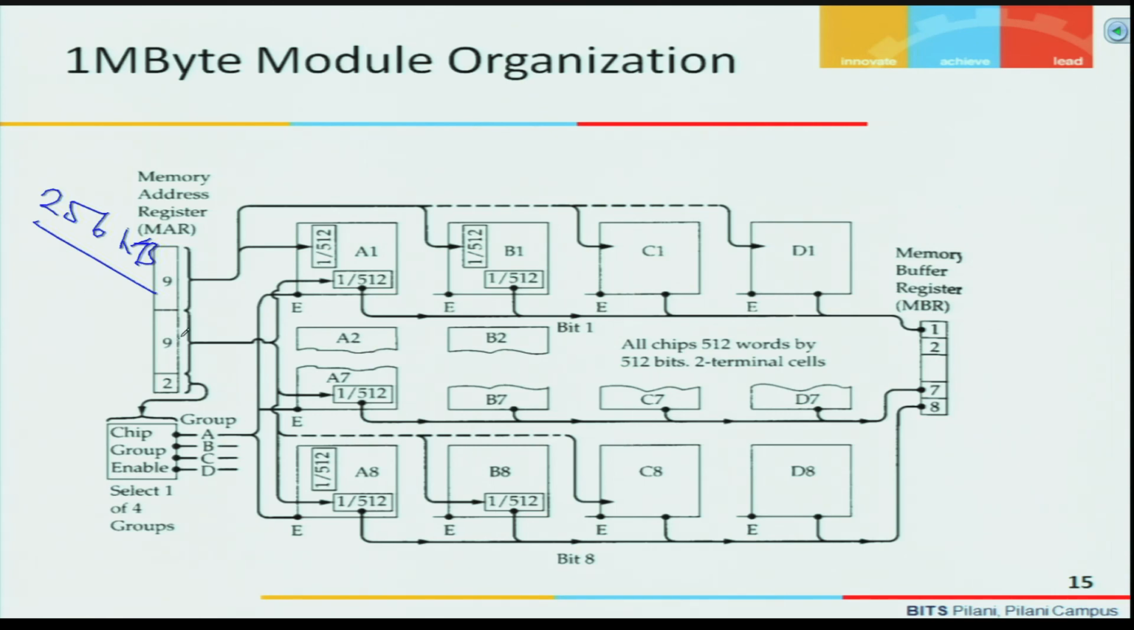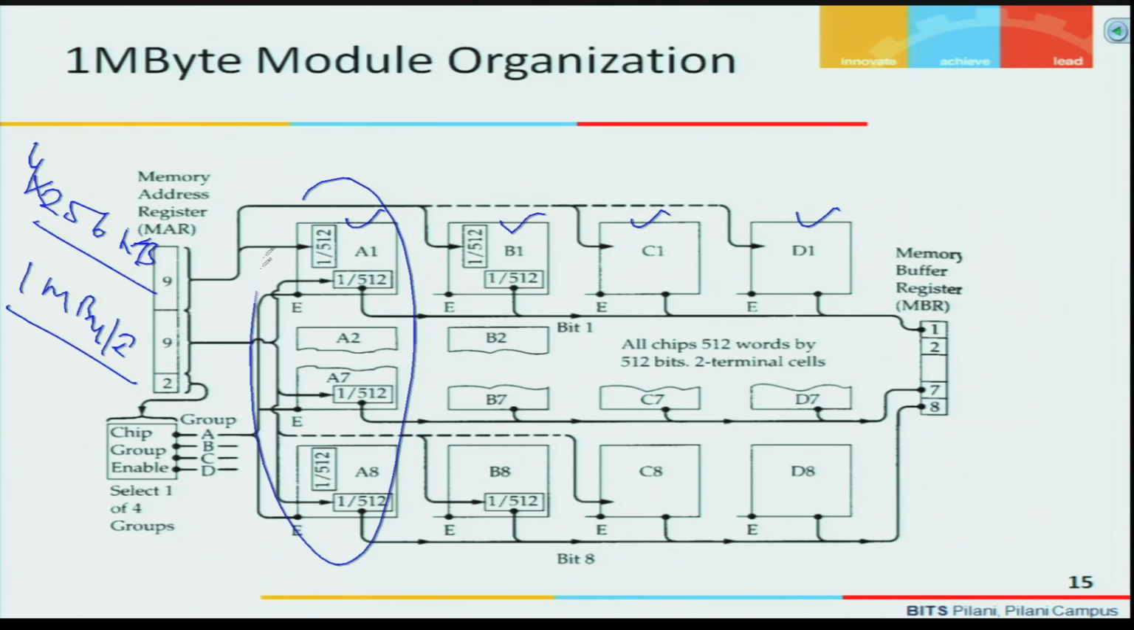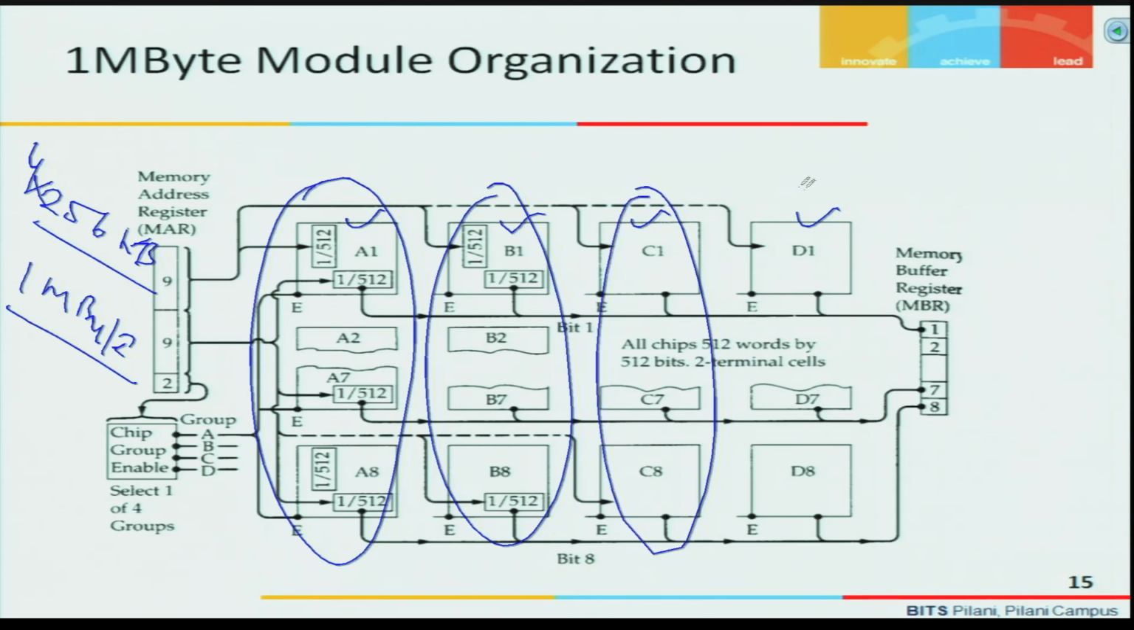If I use 4 such modules, that will give me 1 megabyte of memory. So, A, B, C and D are the 4 modules. A1, A2, A3, A4, A5, A6, A7, A8 give me one 256K module. This is another 256K module, and this is another 256K module, and this is the last.